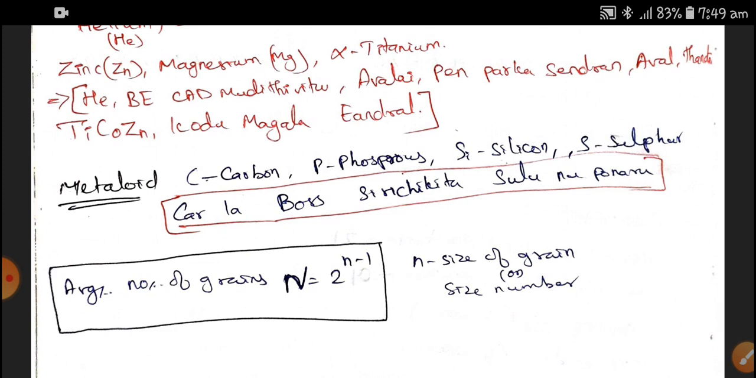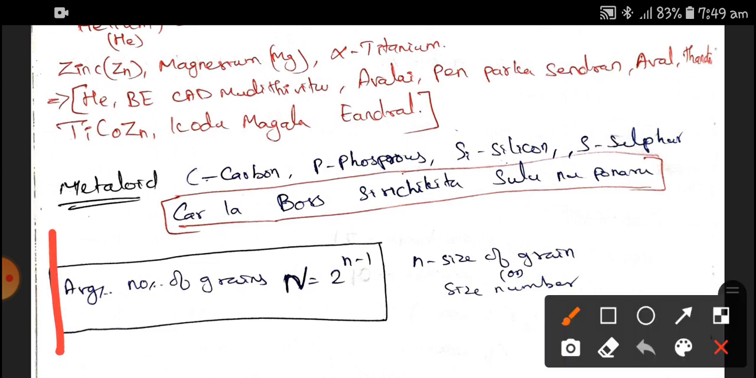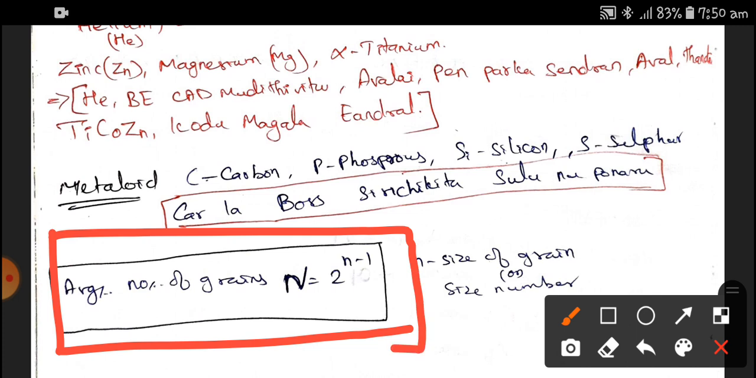And here I found a beautiful equation, the average number of grains. The average number of grains N is equal to 2 to the power n minus 1, where n is the size of the grain or grain size number. If we know the size number, we can find the number of grains present in the system. So with this information I am going to close the session.